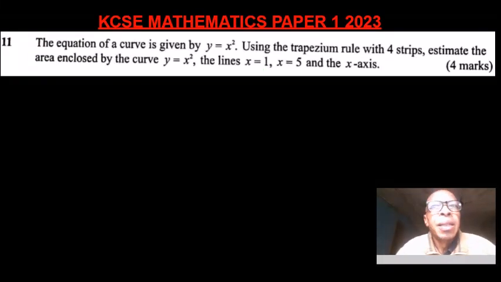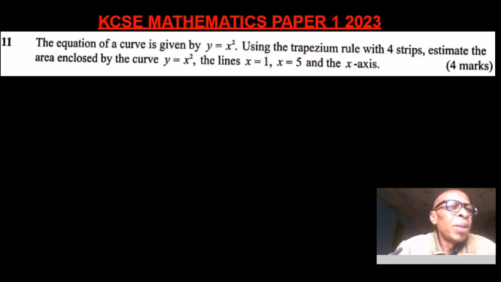This is question number 11 of KCSE Mathematics, Paper 1, 2023. We are told that the equation of a curve is given by y equals x squared. Using the trapezium rule with four stripes, estimate the area enclosed by the curve y equals x squared, the lines x equals 1 and x equals 5, and the x-axis.